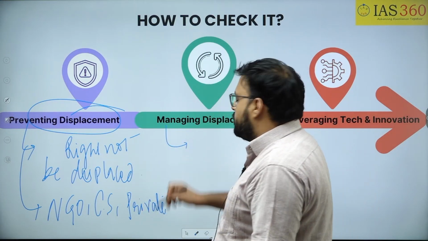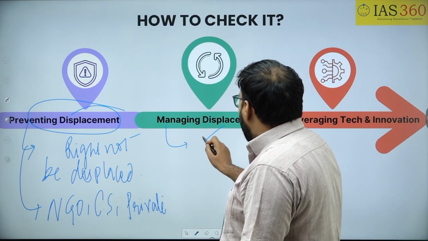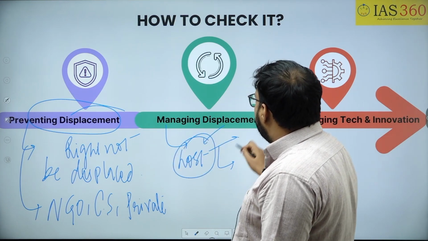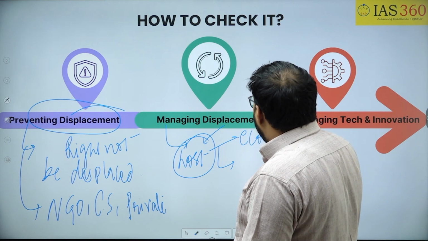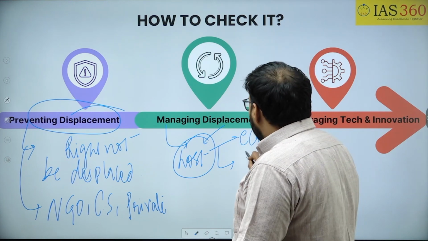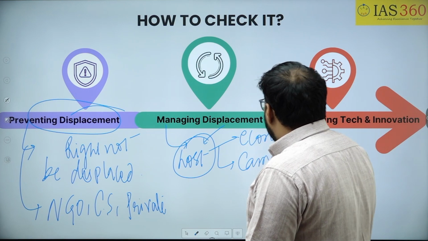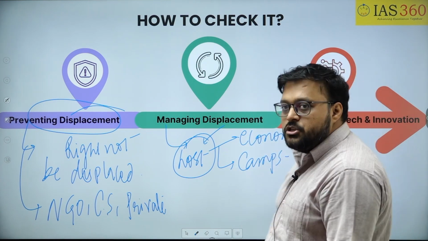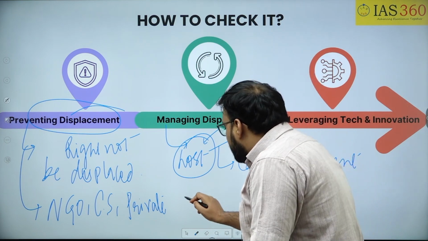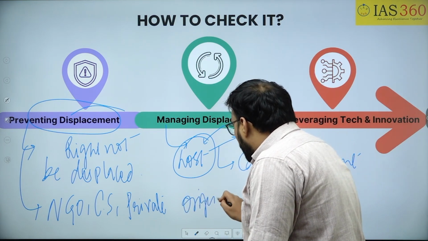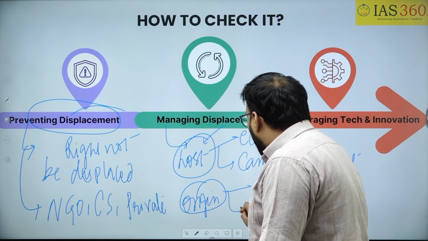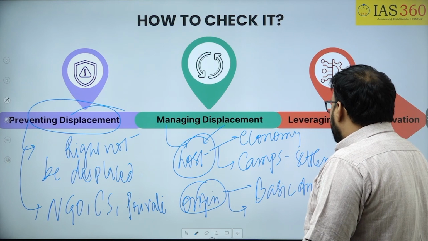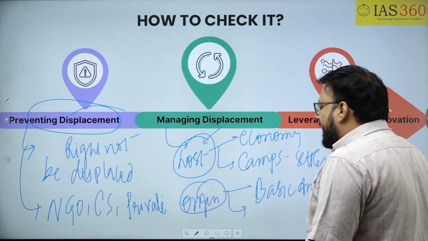Now, managing displacement, how can you manage? At the host country, you will have to manage in terms of how you can integrate them into the economy, and whatever camps have been designed there should be turned into settlements so that the vulnerability can be checked. And at the country of origin, we can provide them all the facilities or basic amenities so that they are not forced to migrate.